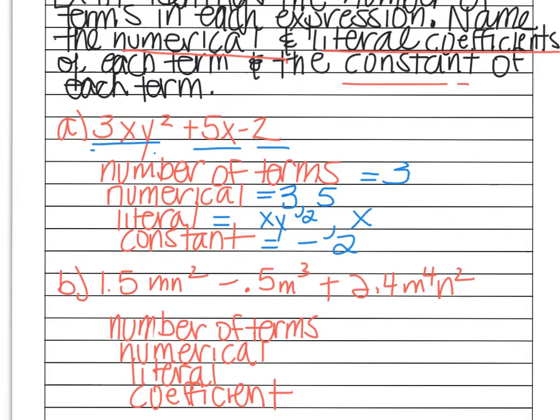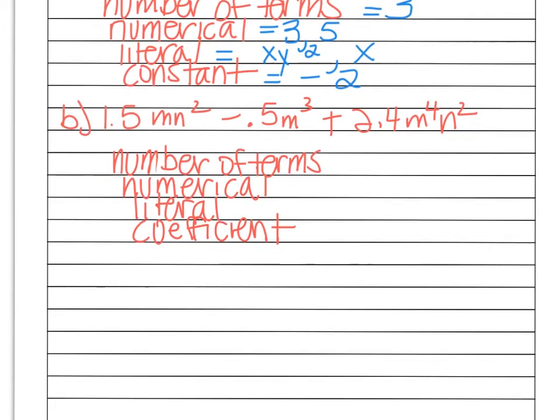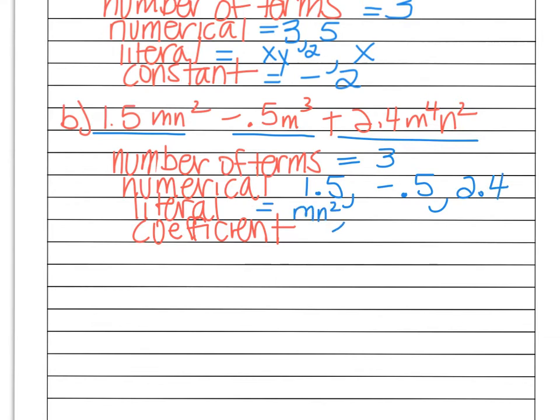Let's look at B. Same question, just gives you some decimals. It says number of terms, so I got 1, 2, 3 terms. My numerical coefficients, which are those numbers in front of the variables, are 1.5, -0.5, and 2.4. My literal coefficients are mn squared, m to the third, m to the fourth n squared. I do not have a constant at the end. There's no number plus or minus anything at the end that is a constant, so I would write none.